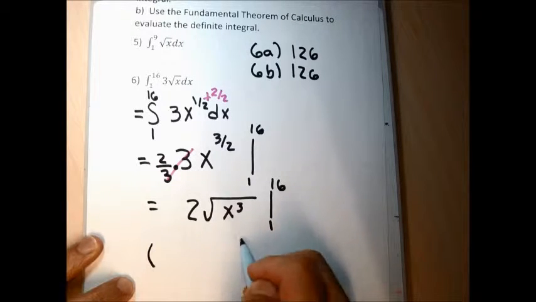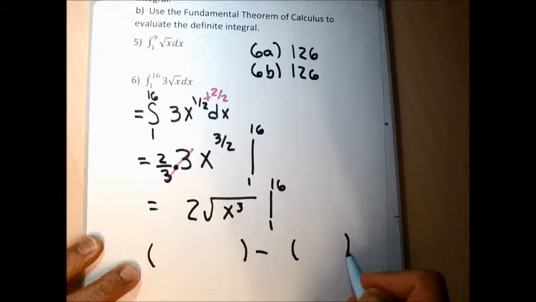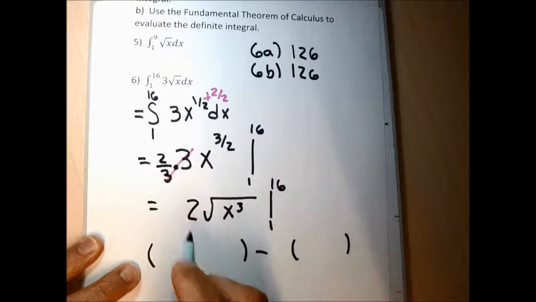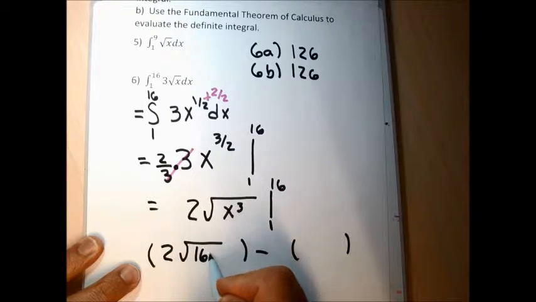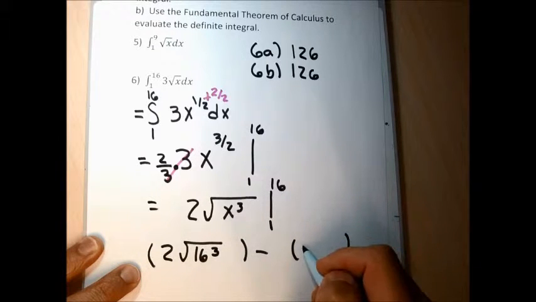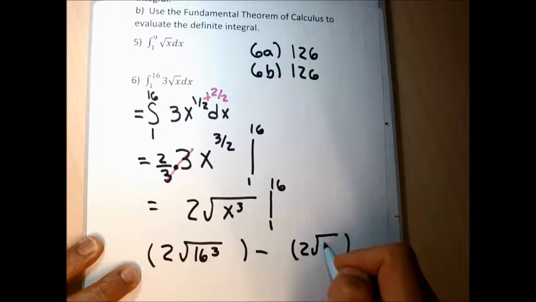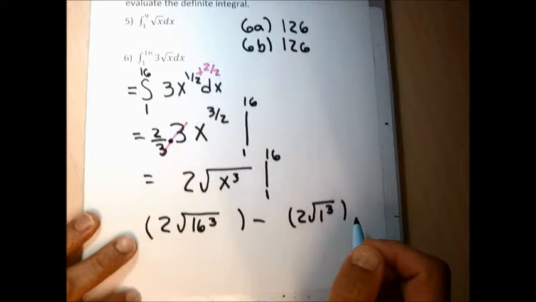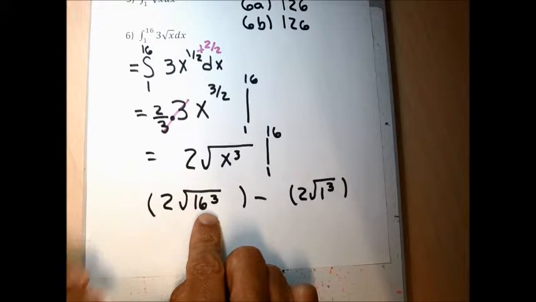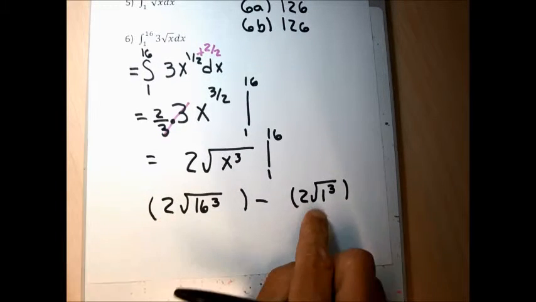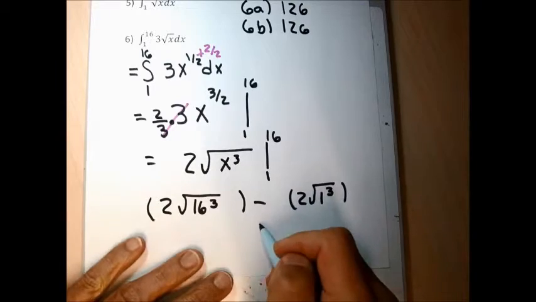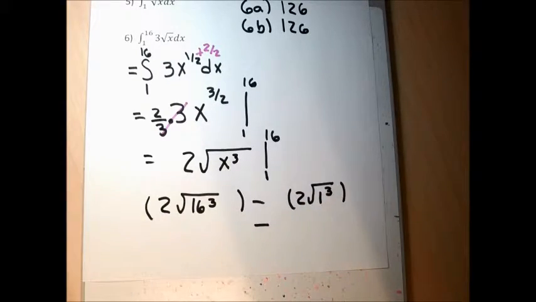And now I'm going to make my parentheses, separated by a minus sign. For the first parentheses, I'm going to plug in 16. I'm going to go 2 times the square root of 16 cubed. And the second parentheses, I'm going to go 2 times the square root of 1 cubed. And I don't really care that I could impress you by doing this in my head: 4 cubed is 64, so this one comes out to 128, and this one comes out to 2. I don't care that I could do that in my head. I can do it on my calculator, and that's good enough for me.